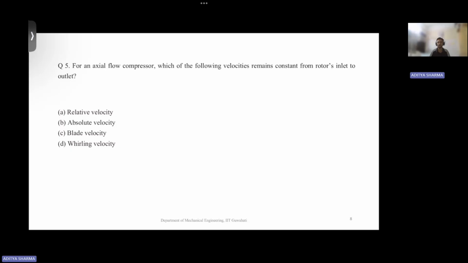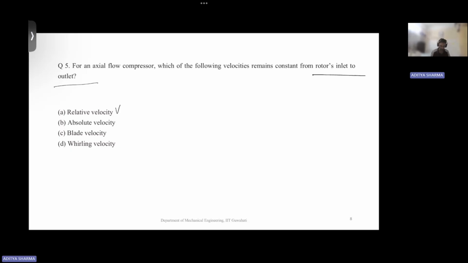And we have question number 5 with us. This is that for an axial flow compressor, which of the following velocities remains constant from rotor's inlet to its outlet, whether it's relative velocity, whether it's absolute velocity, whether it's blade velocity, whether it's whirling velocity.